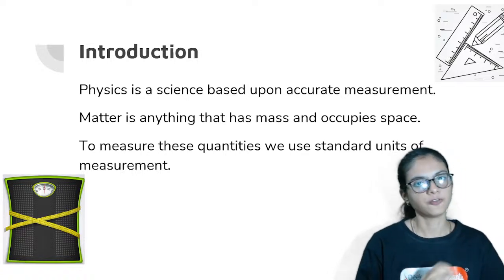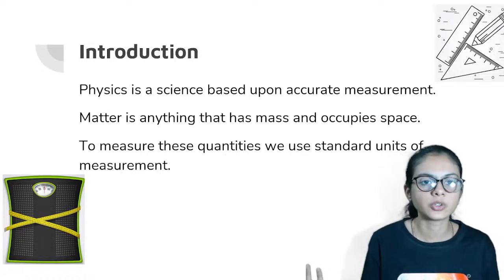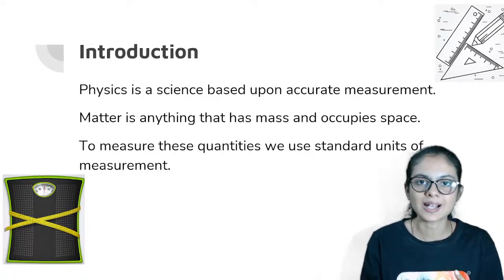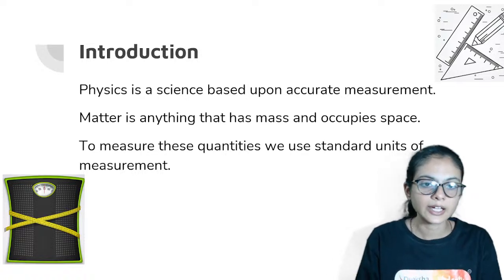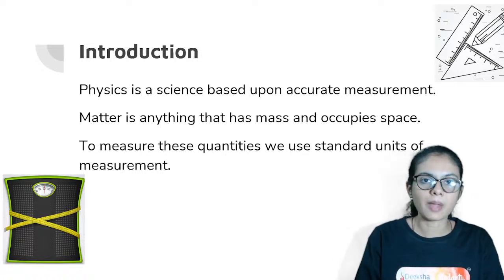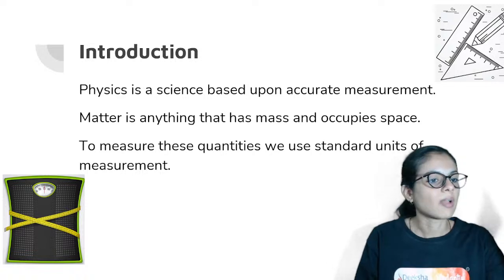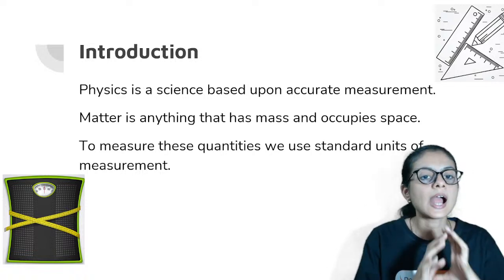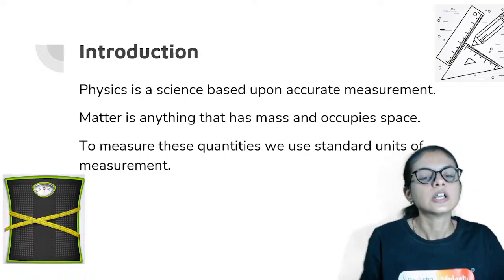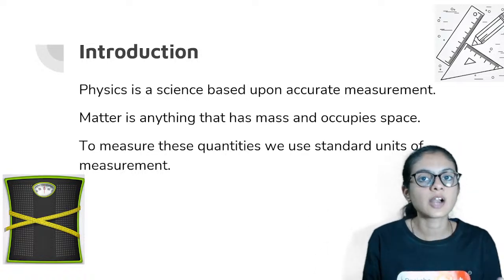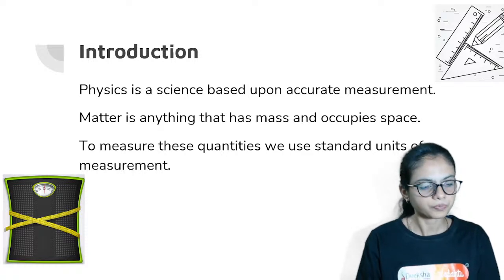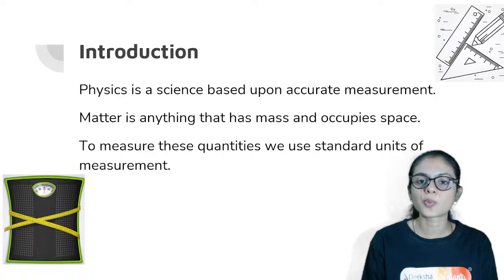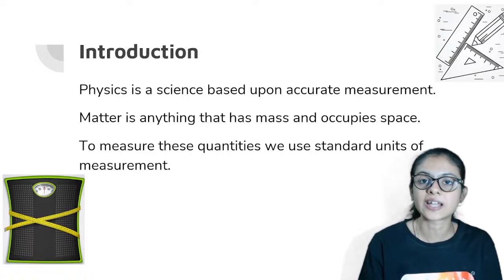So what is matter? Very basic question. We all know that already. Matter is nothing but anything that has mass and occupies space. Now, this matter we measure in varied quantities. We measure its length, we measure its breadth, we measure its weight, and all the quantities. So this is about how we are going to measure matter. Clear?